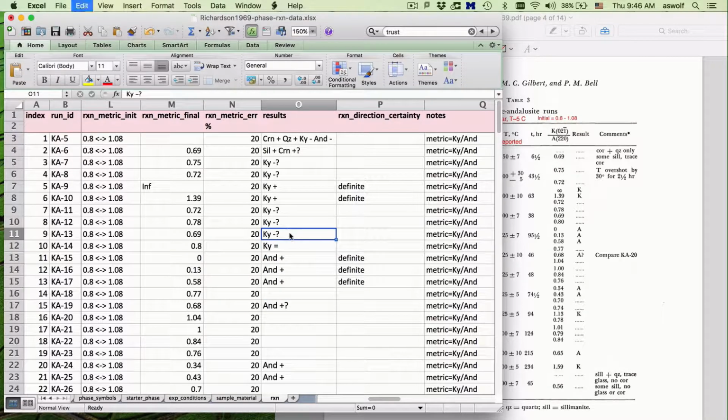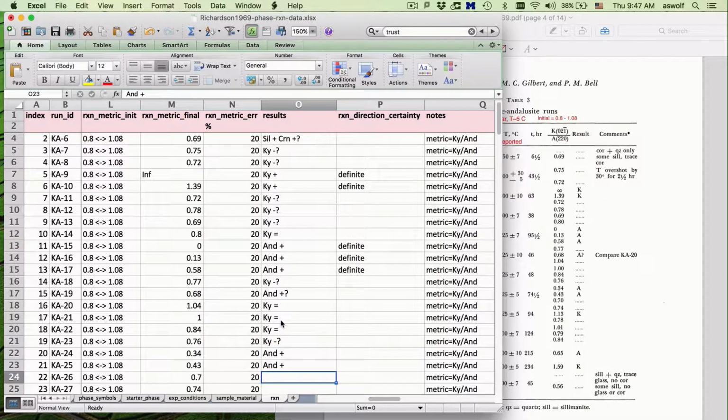So again, everything less than 0.8 is going to be a questionable reaction. Anything more than 1.08 will be a questionable increase. This one is less than 0.08, so kyanite remains the same. This is a decrease. This is a decrease.